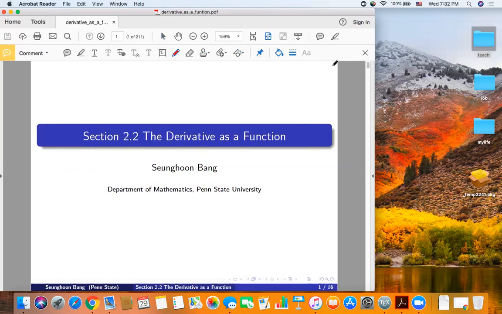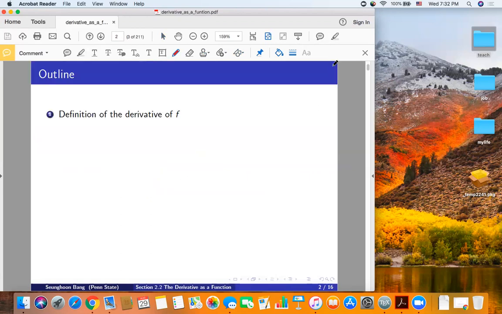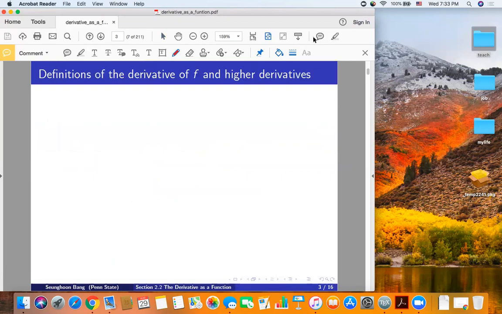So first one, I'm gonna give the outline. I'm gonna talk about the definition of the derivative of f, the higher derivatives, the geometric interpretation of f prime, and differentiability. I'm going to talk about four kinds of things today. The first one is the definition of the derivative of f and higher derivatives.